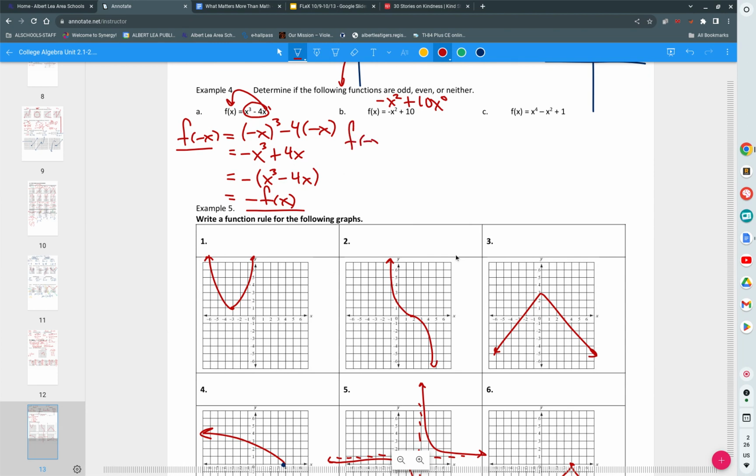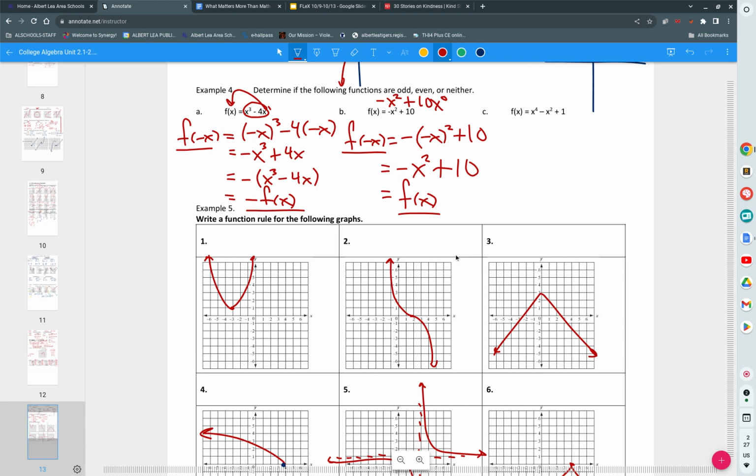We plug in a negative x, and we get negative parentheses, negative x squared plus 10. Is it going to be a negative x squared or a positive x squared? It is a negative x squared. And then it's a plus 10. Is that the same as what we started with? Yes. So instead of negative x squared plus 10, I can write f of x. Notice what we just did. We said f of negative x is f of x. You just did a proof. You showed that it was, in fact, even. Not too bad, right?